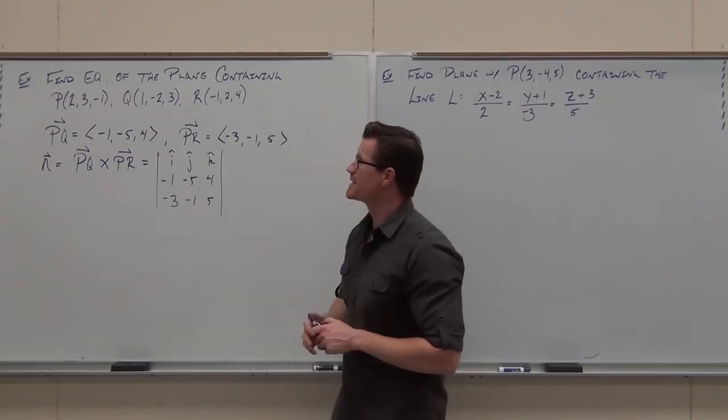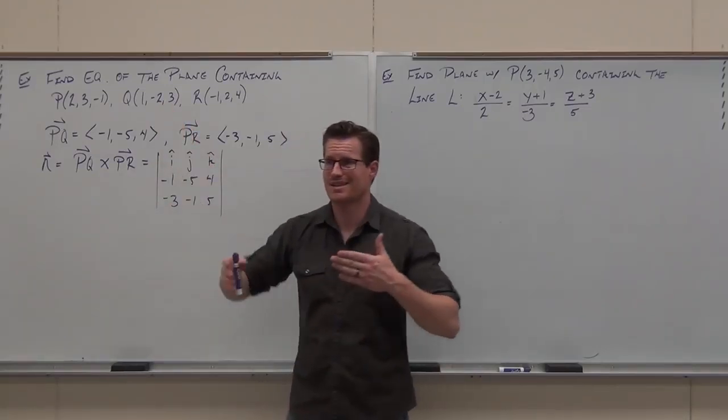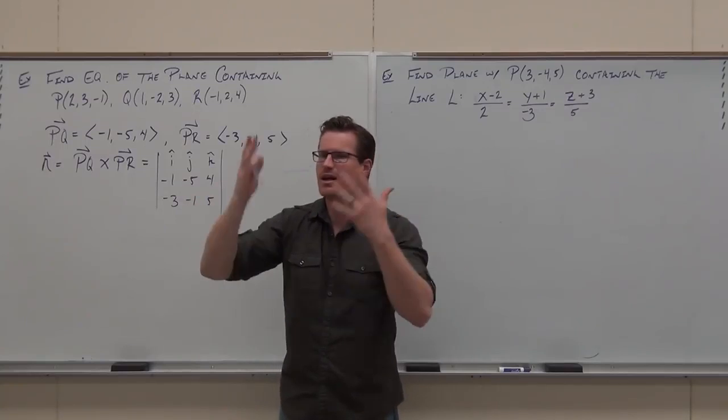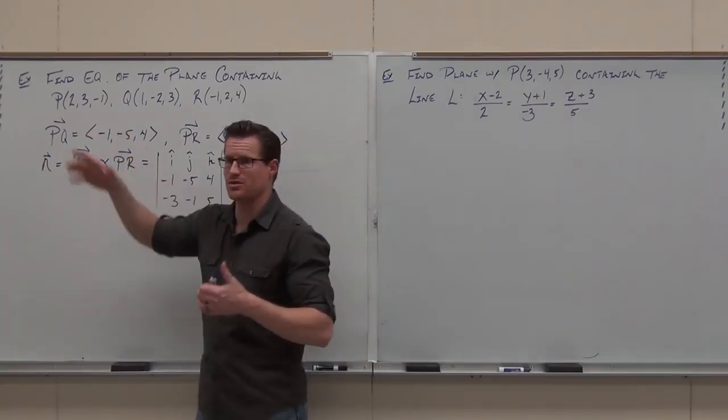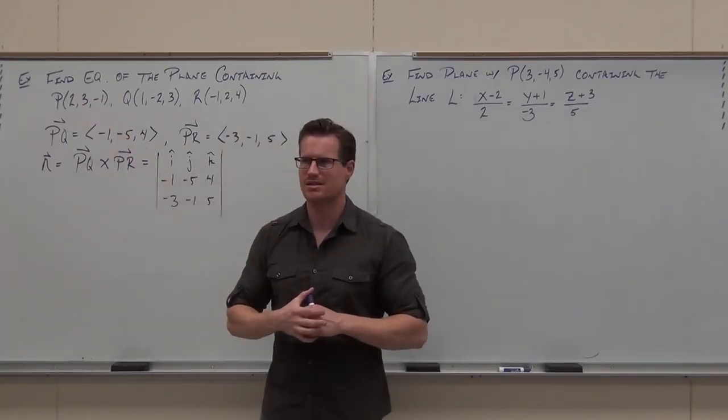In fact, it probably doesn't even matter that you start with the same point, because if you cross product any two vectors in the plane, you're going to get a normal vector. I just like to do it so the cross product makes a little more sense. Does that make sense to you?